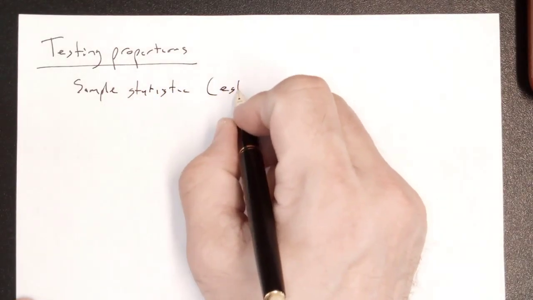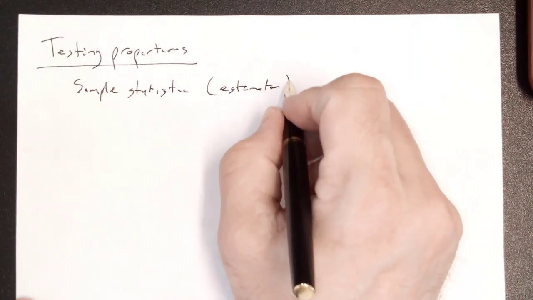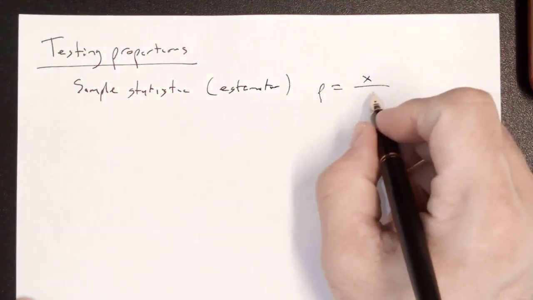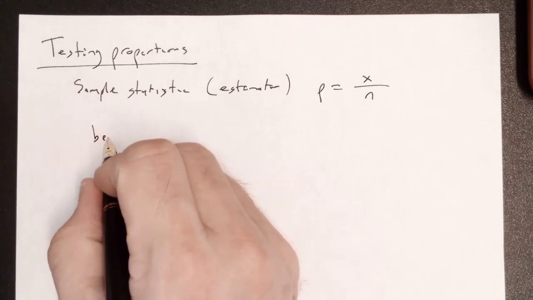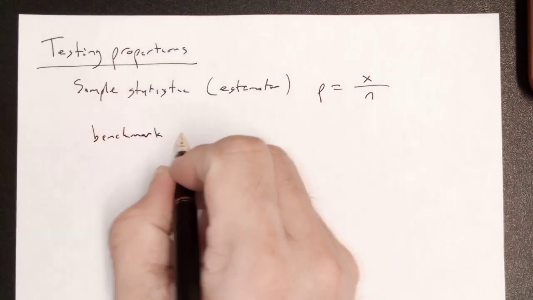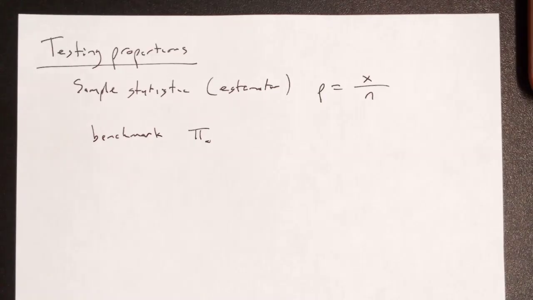Our estimator, that's going to be P, which is the number of times I got what I wanted out of the number of times I did the experiment. That's my proportion. And then my test statistic is going to have a benchmark. A proportion I think should be happening.